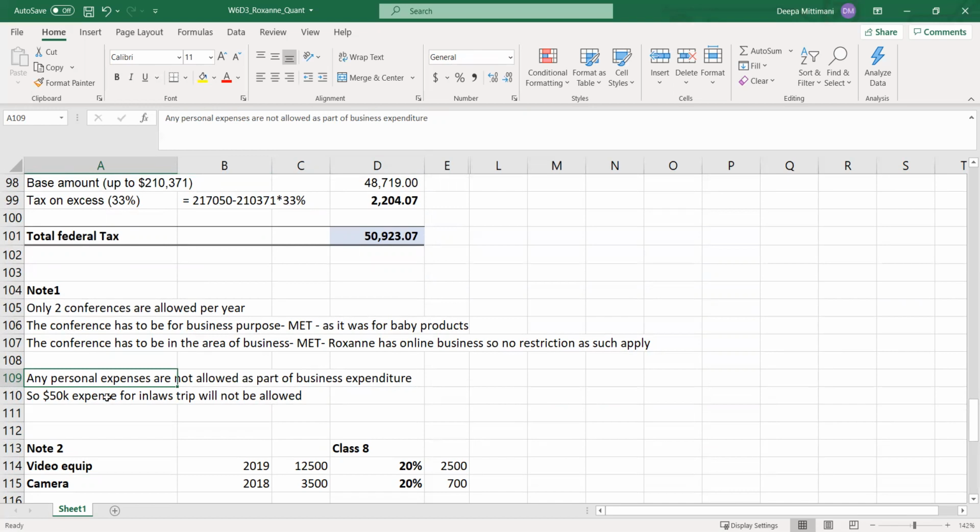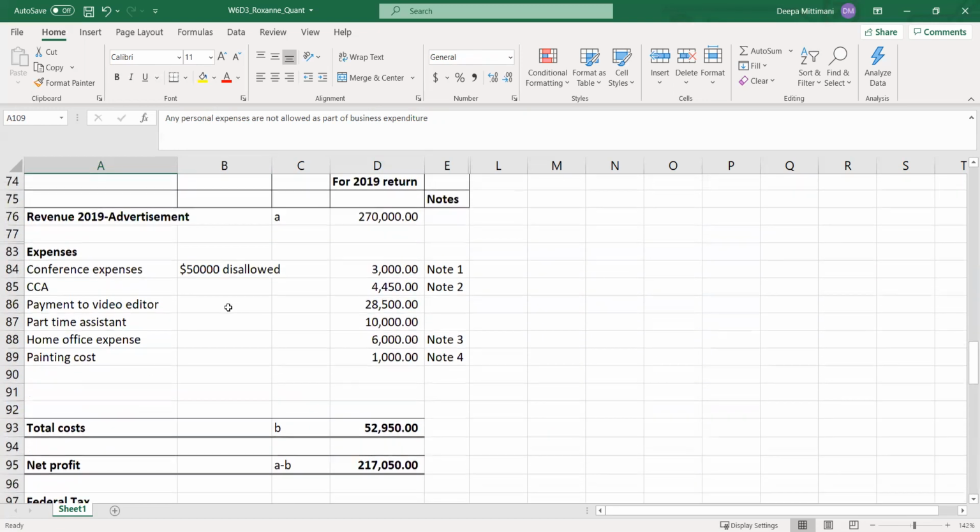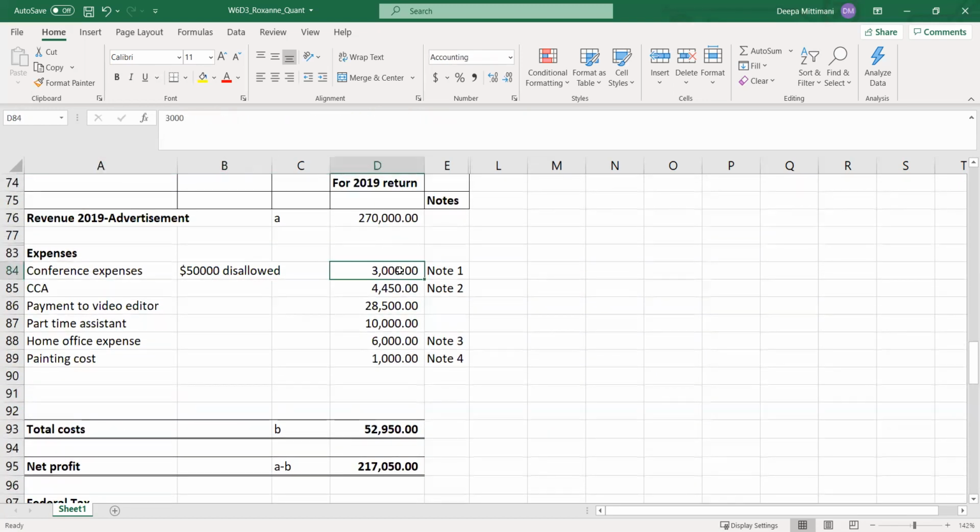So there was a case fact given that she took her in-laws on that trip for a business conference, something like that. So you should be able to explain why you are disallowing something. So 50,000 you are not taking into calculations, you are excluding it, but still you have to write why you are excluding this amount.